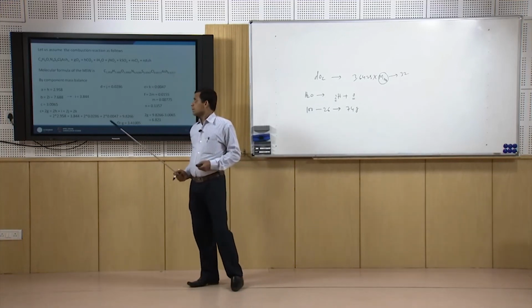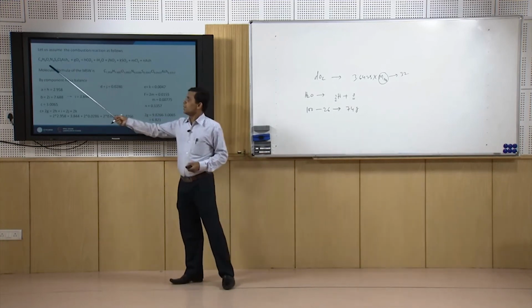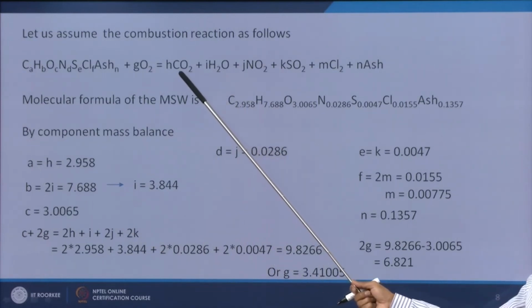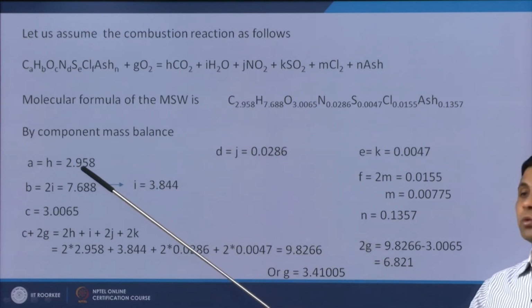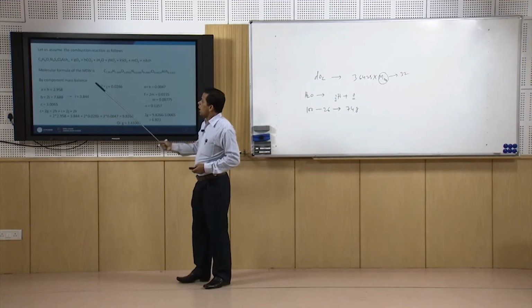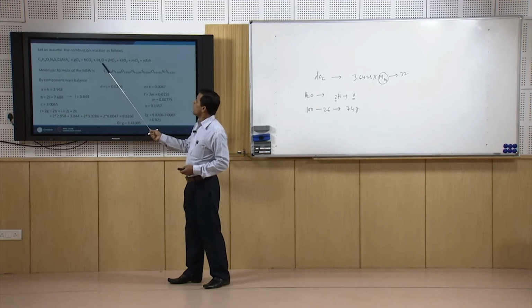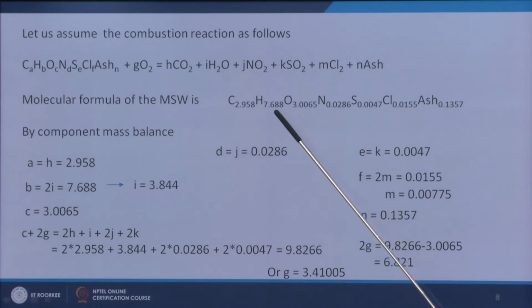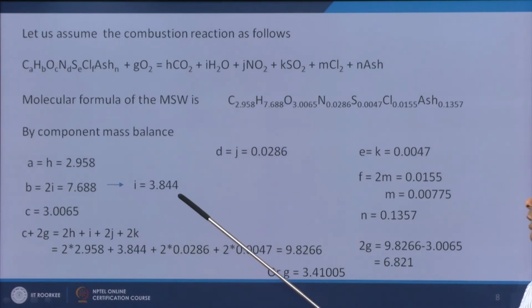Again, component balance. So, left hand side and right hand side, if we do the carbon balance, we are getting A is equal to H and that is equal to 2.958. So, A equal to H equal to 2.958. Hydrogen balance, B on the left hand side, on the right hand side hydrogen is 2I. So, B is equal to 2I and B is equal to how much? 7.688. So, I is equal to B by 2, that is equal to 3.844.